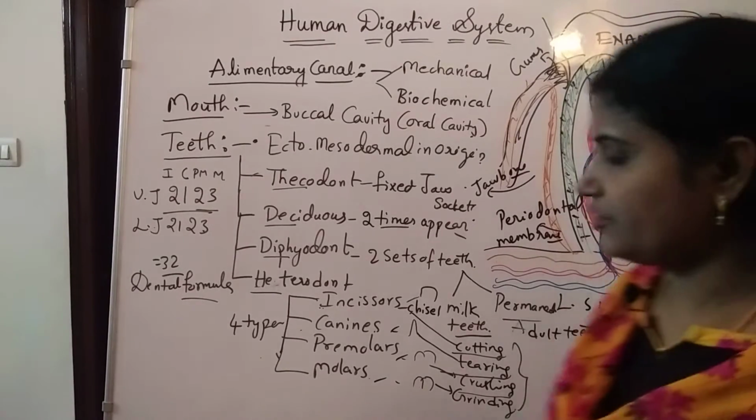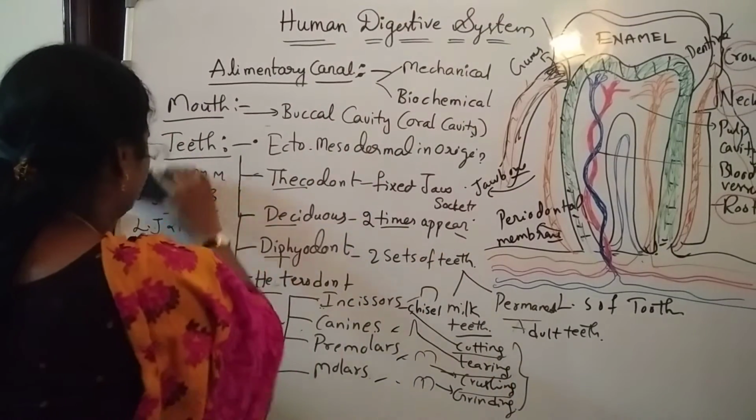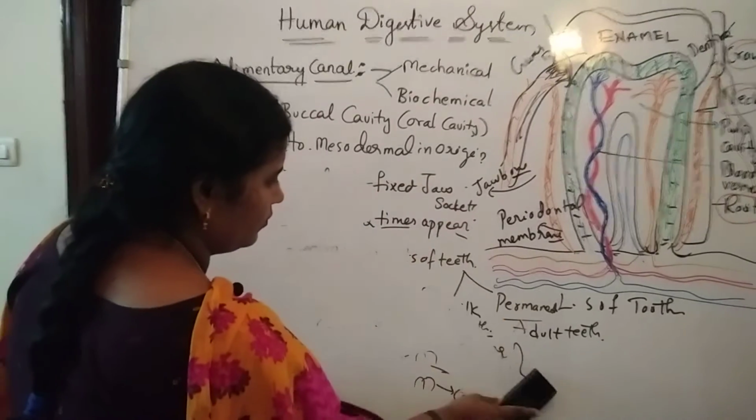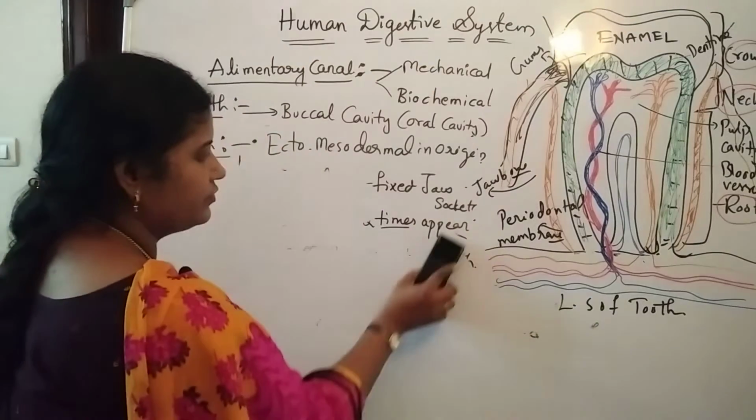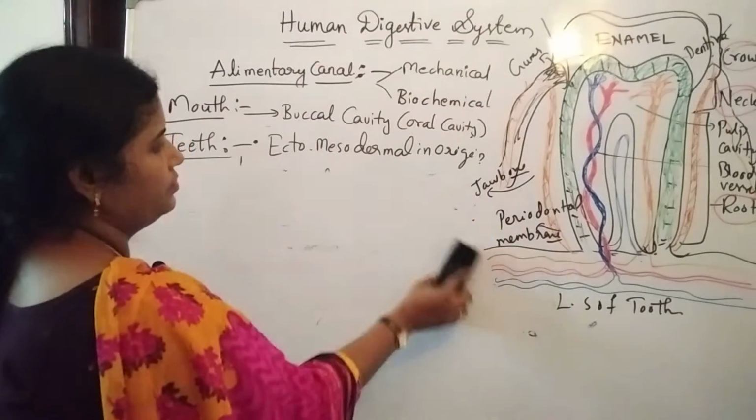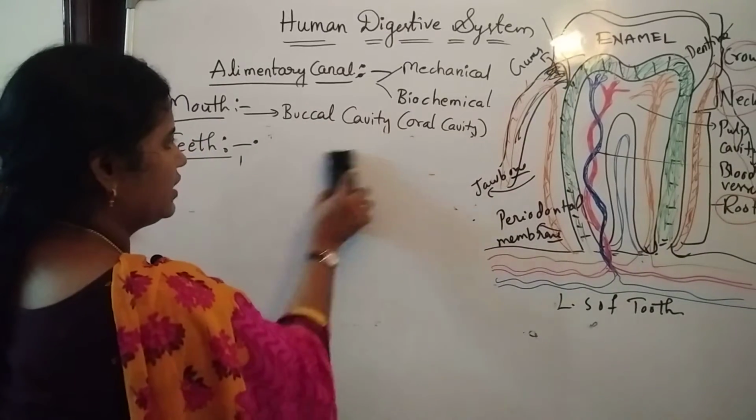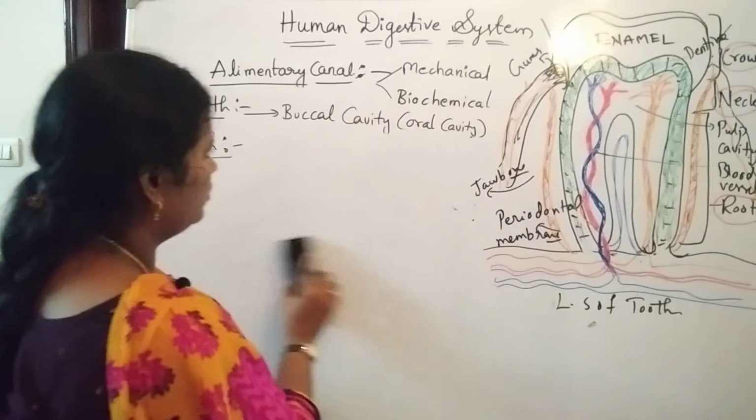Okay, so now we'll go to the structure of tooth. In the structure of tooth we have many important points. Listen carefully: ectodermal and mesodermal origin. Why I am saying this, you will be able to understand.